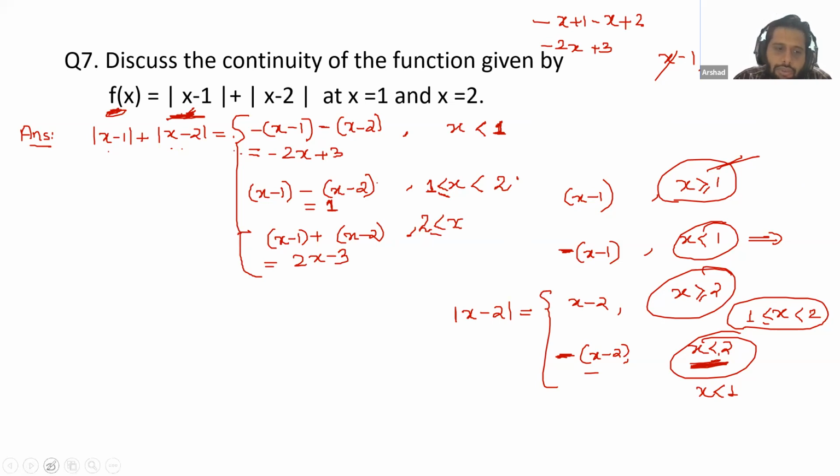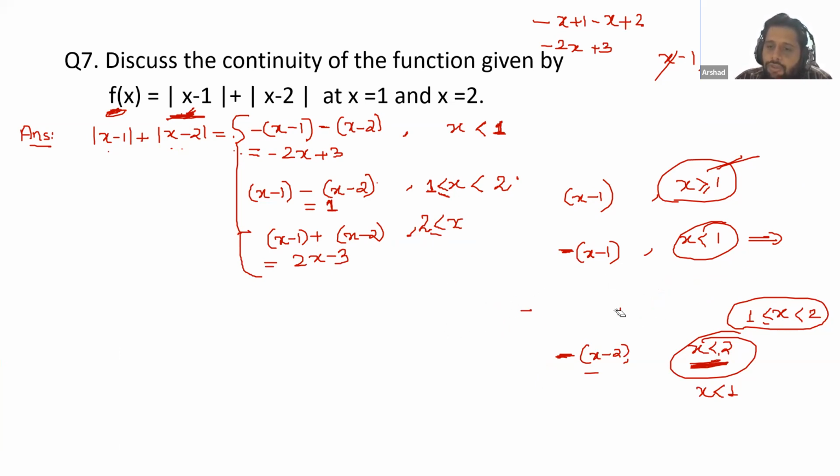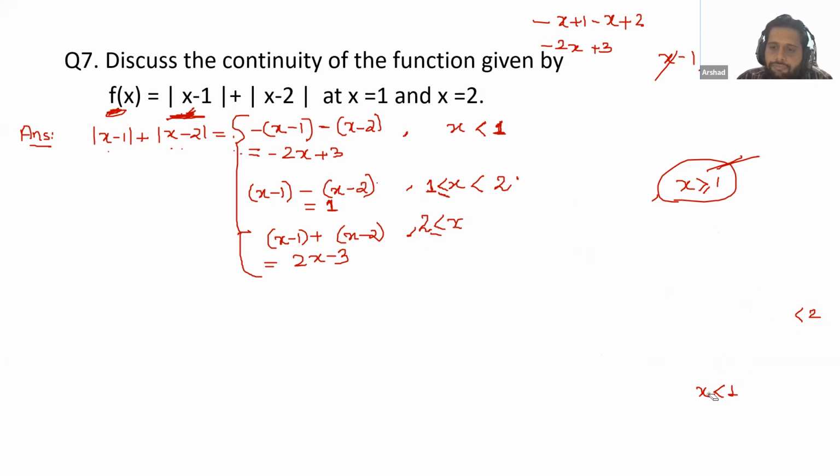This is a very good question, and the same concept we will use in differentiability. This concept means how we defined a mod. The same we will use in integration. So everyone raise your hand if it is clear. Okay, can you explain the third one?